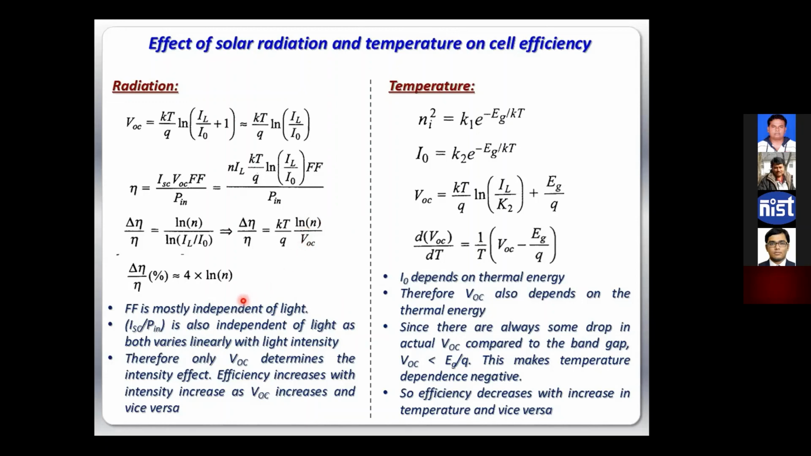So with more and more intensity, if you take 5 sun instead of 1, you will see the efficiency change. This eta is basically the efficiency, and this N directly relates to the light intensity parameter. That's all. It's a linear function.